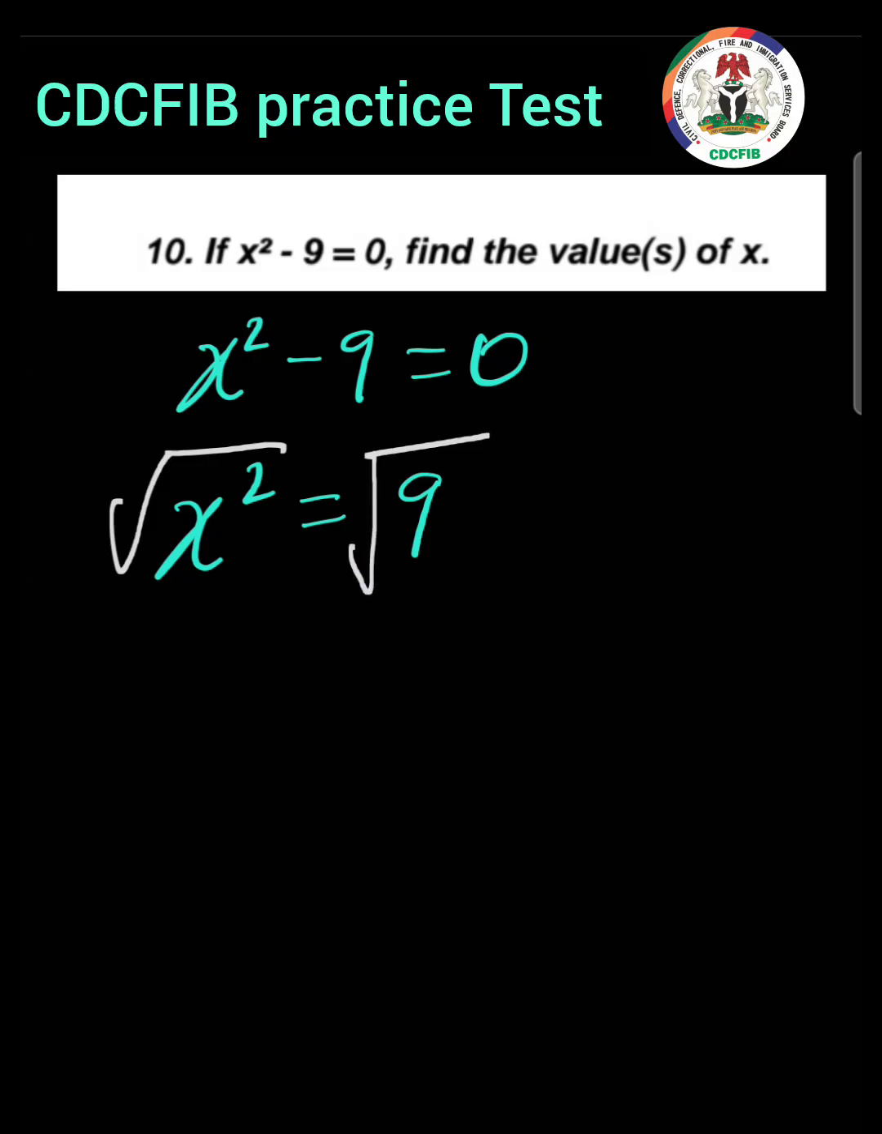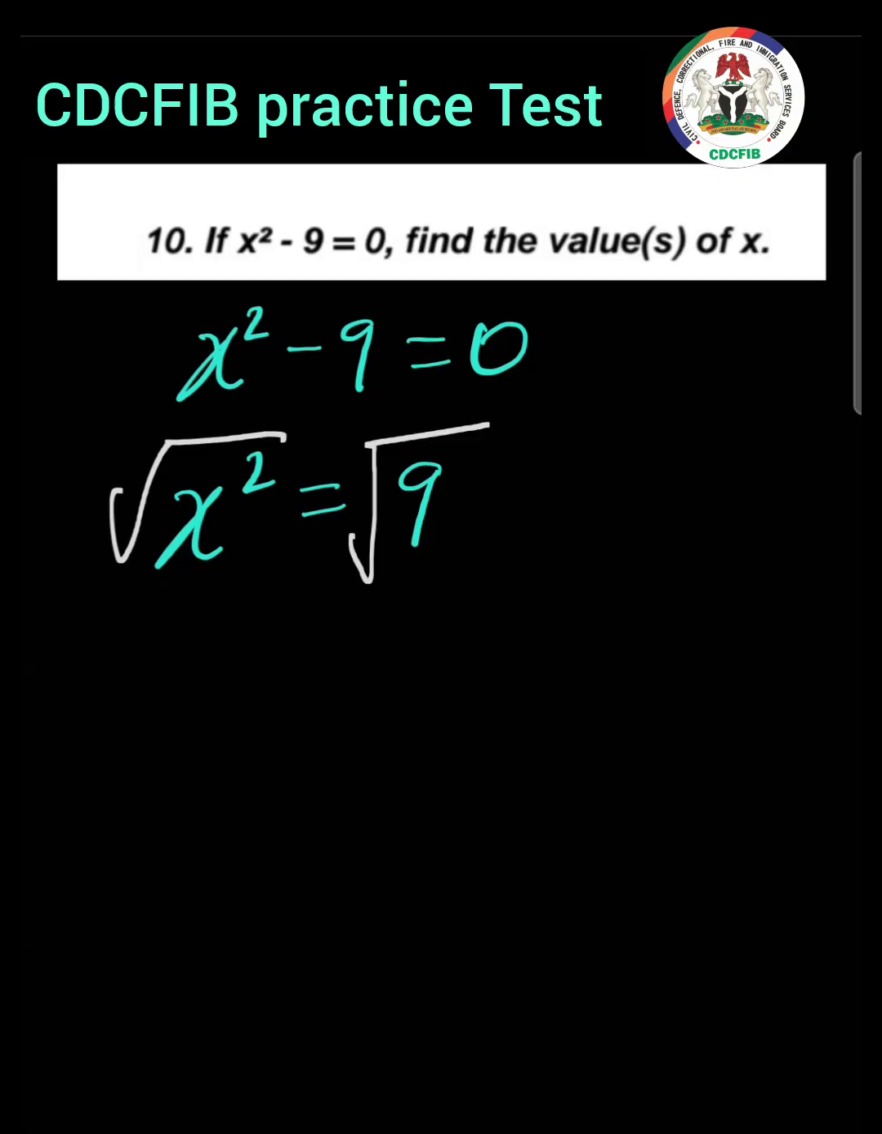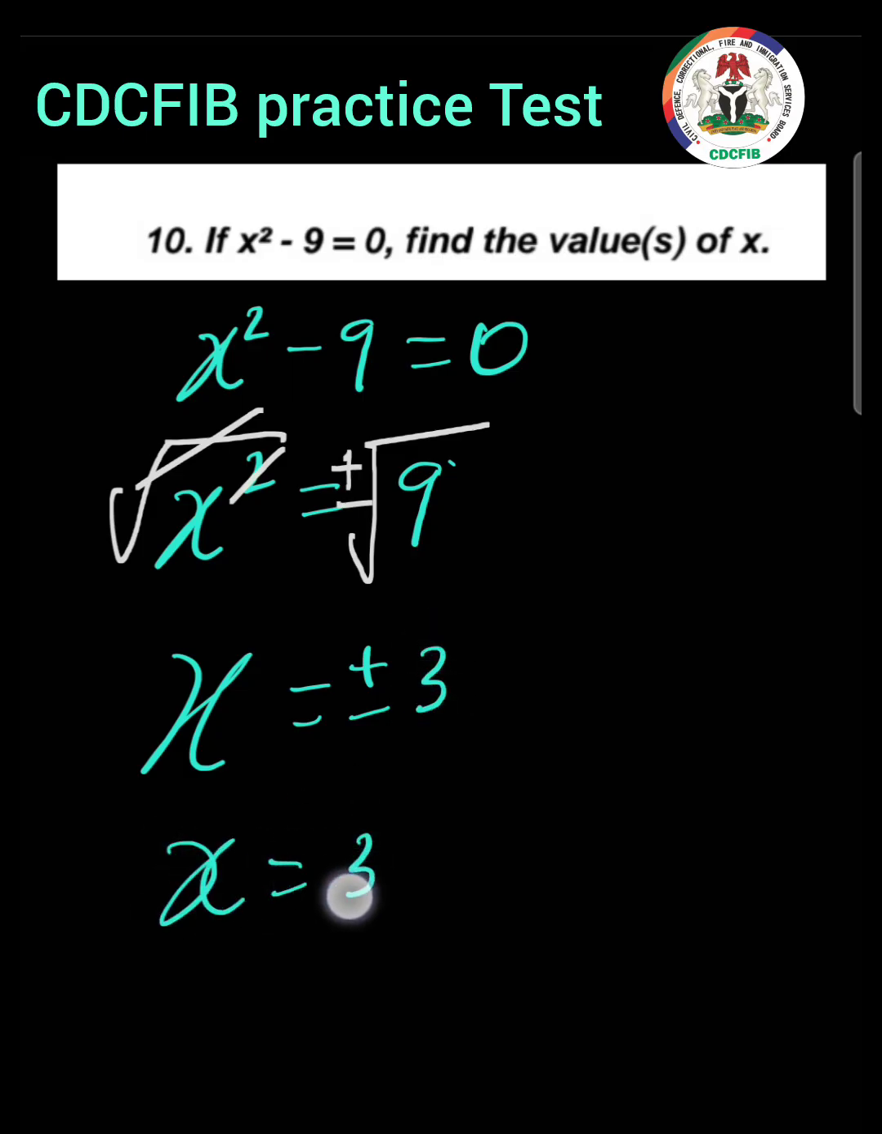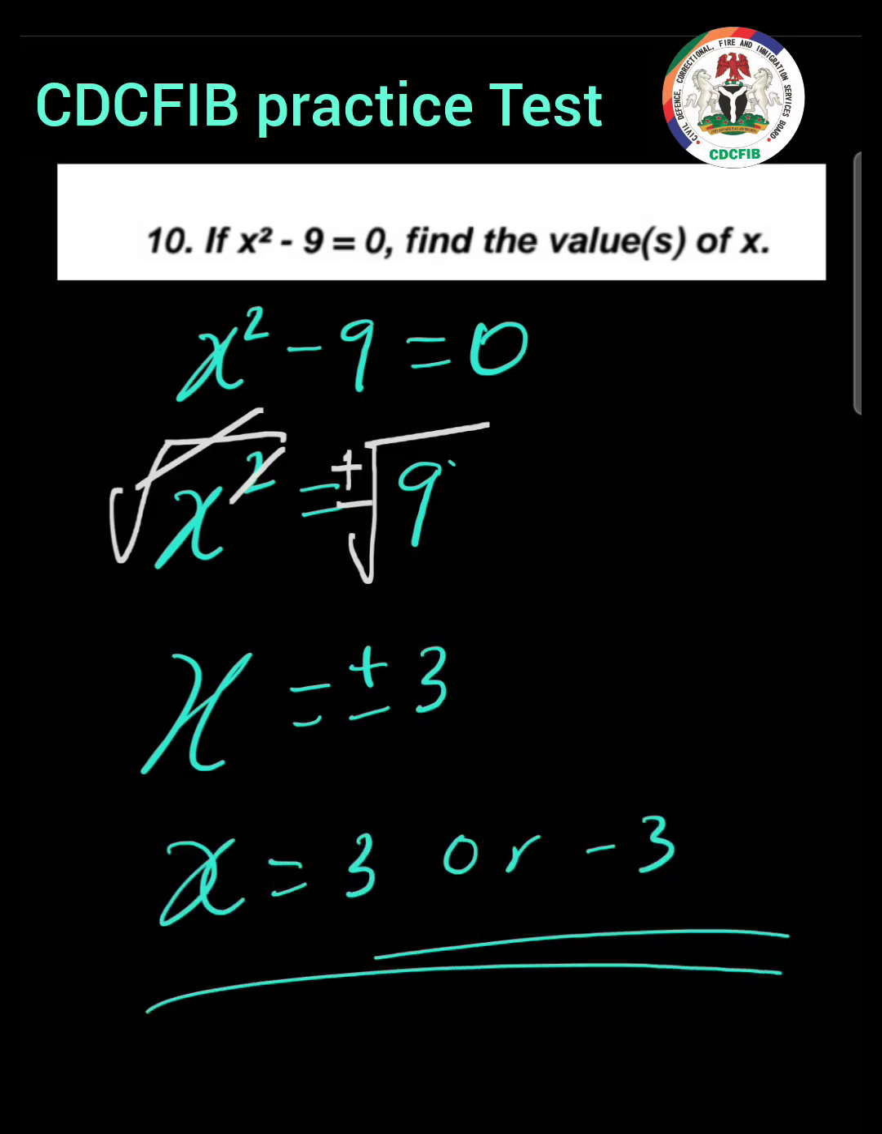But remember, when you are taking the square root of the right hand side, it's going to be positive or negative of that number, so that this square is going to cancel the square root. We are left with x on the left hand side, which is equal to positive or negative square root of 9, which is going to give us 3. So therefore x equals positive 3 or negative 3. These are the two values of x that satisfy the equation.